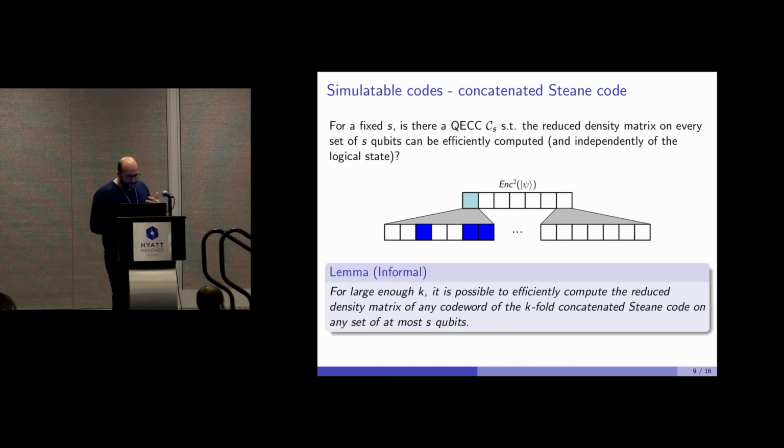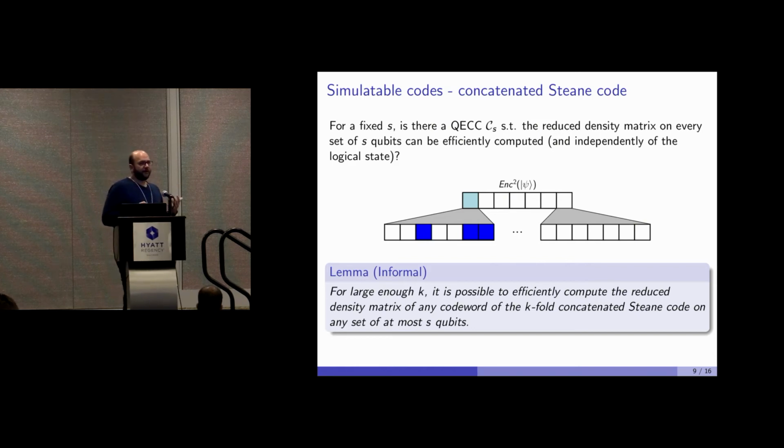So more generally, what we show is that if you want to compute the reduced density matrix on S qubits, you can concatenate the Steane code with itself enough times, and then the reduced density matrix will be efficiently computed.